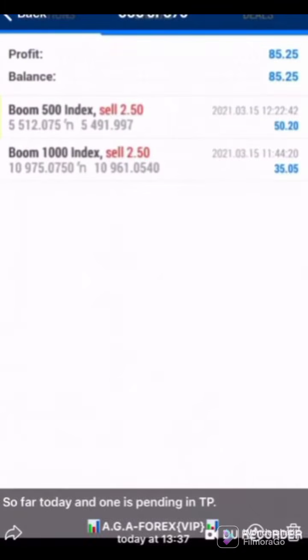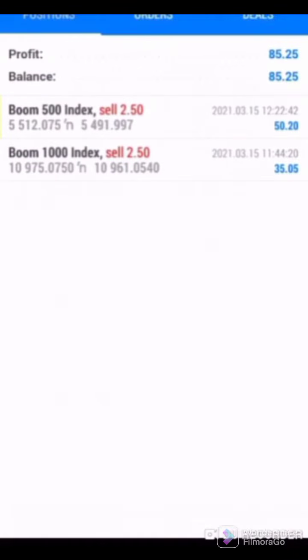Okay, this is our last update. We have traded Boom 500, which hit TP, and Boom 1000 when the market went against us. So when it's retracing, I captured the first retracement of almost 25 to 30 pips.